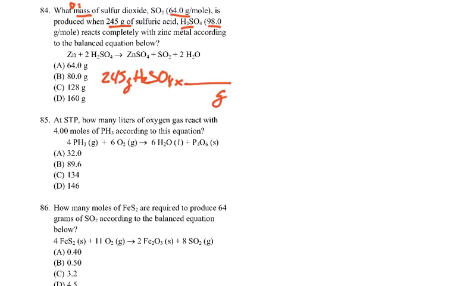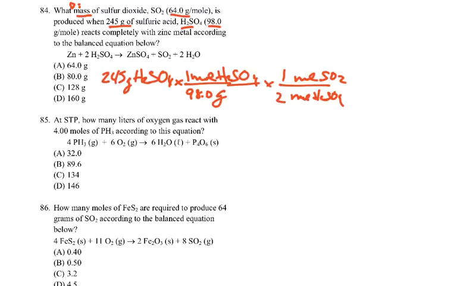Now I'm going to go from grams to moles. And luckily they give us this number, 98.0. And then I use my balanced equation, and I'm going to go from moles of H2SO4 to moles of SO2, that's my desired. And for SO2 the number is 1, and for H2SO4 the number is 2. Those come from the balanced equation right there.